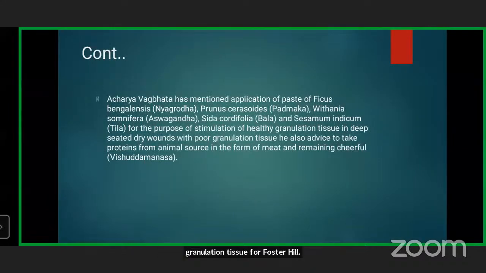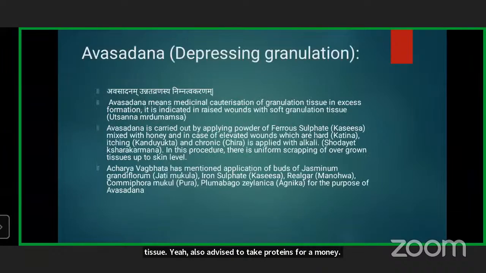Acharya Vagbhata has mentioned application of paste of Negroda, Padmaka, Ashwagandha, Bala, and Tila for the purpose of stimulation of healthy granulation tissue in deep-seated dry wounds with poor granulation tissue. He also advised to take proteins from animal sources in the form of meat and remaining cheerful.